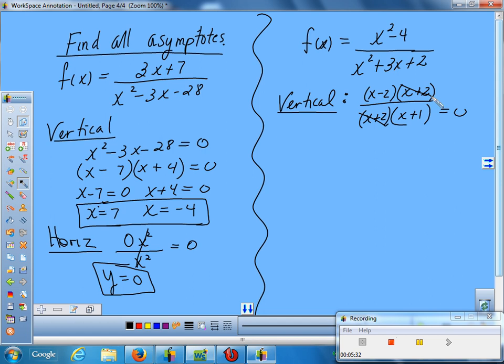No, it's not an asymptote, because it cancels. But it's still undefined there. So what's another way, in a graph, to show what happens when it's undefined? If it's undefined, is there a point there? No. So literally, this graph just has a hole at -2.